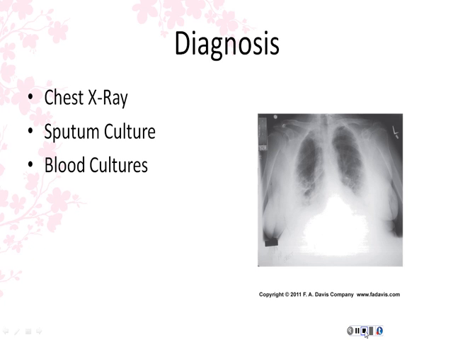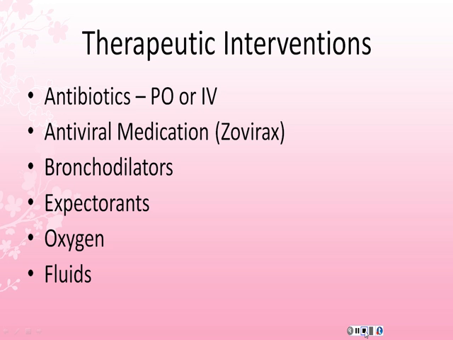Therapeutic interventions, antibiotics can be given orally, or if they're really sick, they may give them IV. Antiviral medications, if it's a viral problem, something like Zovirax. They can also give bronchial dilators or expectorants, which can help with comfort and symptom relief. Supplemental oxygen, again, if they're hypoxic. And then fluids, which, again, will help to mobilize secretions.